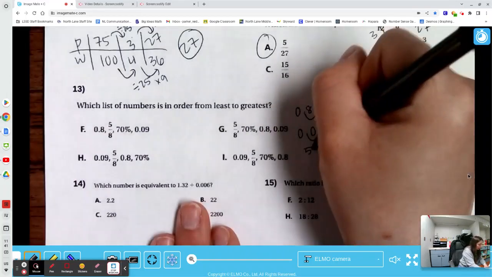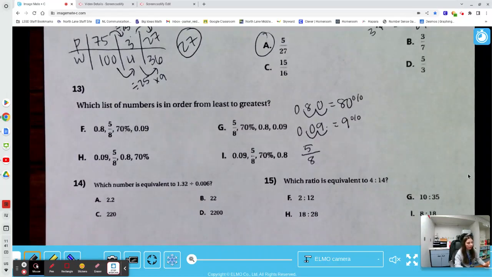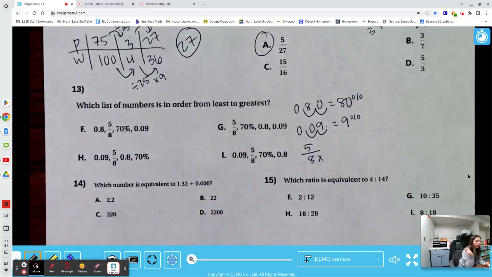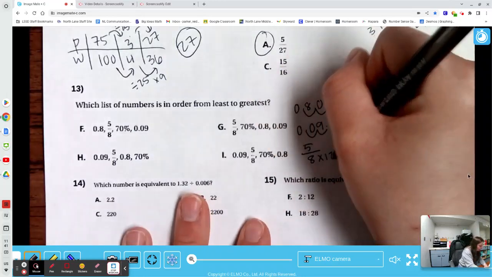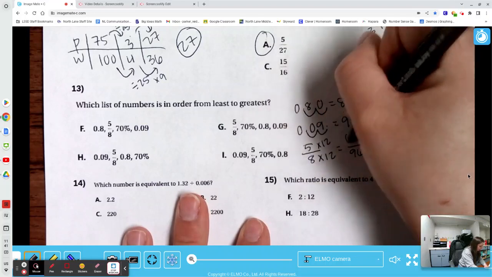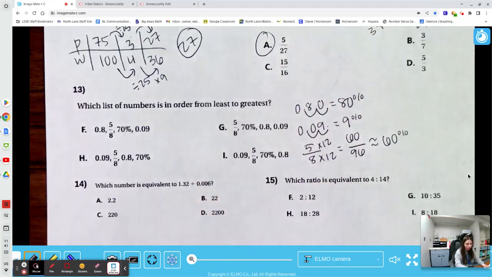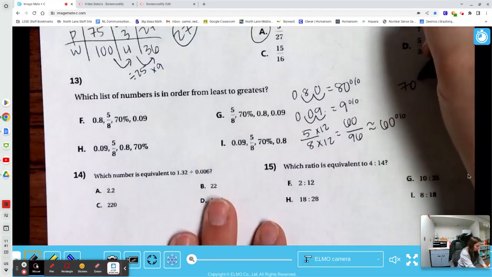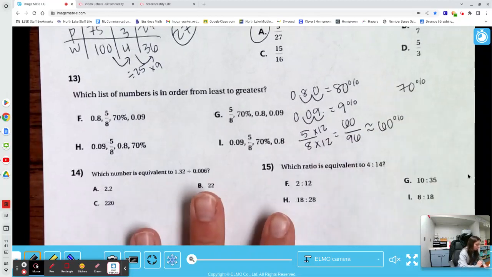And then for 5/8, a percent out of 100, and 8 doesn't get straight to 100 by multiplying by a whole number. So I'm just going to get as close as I can, and hopefully it'll be a decent enough estimate to put them in order. 8 times 12 is 96, so that's pretty close to 100. 5 times 12 is 60. So this is not exactly 60%, but it's pretty close, and that should be a good enough estimate to put these in order. So my options are 80%, 9%, approximately 60%, and 70%.